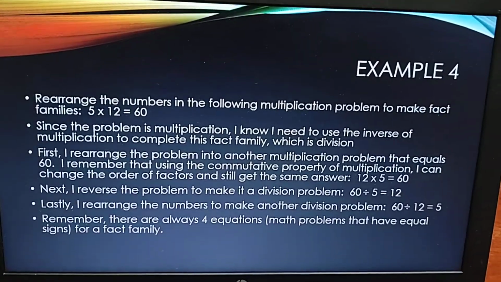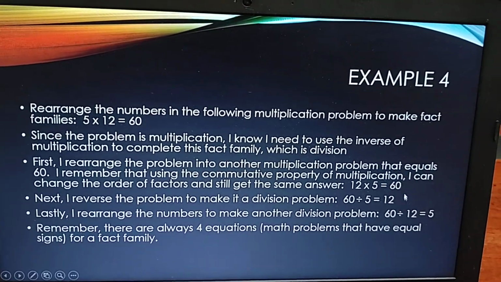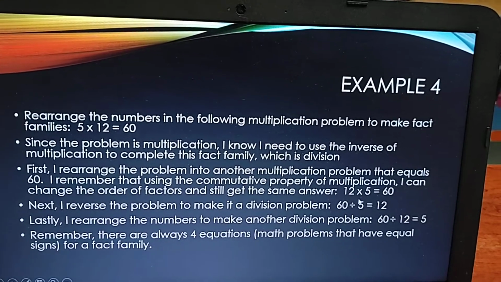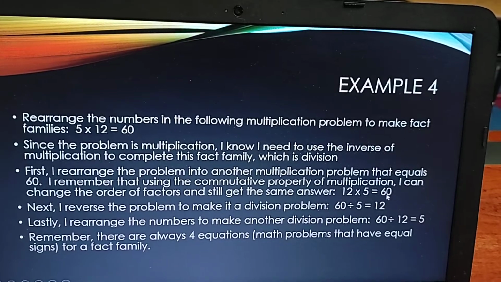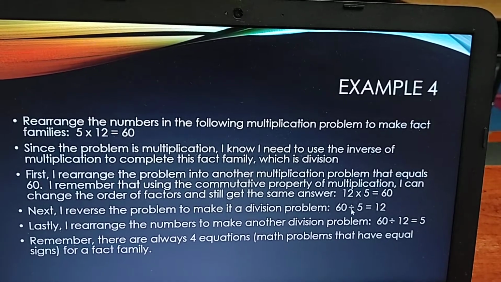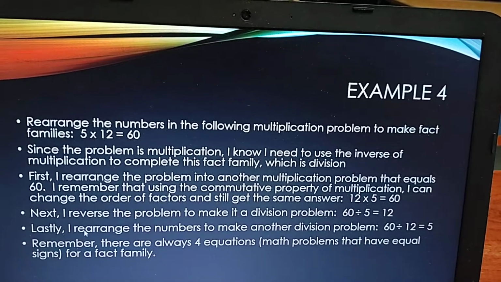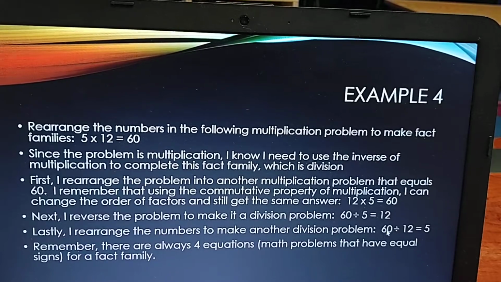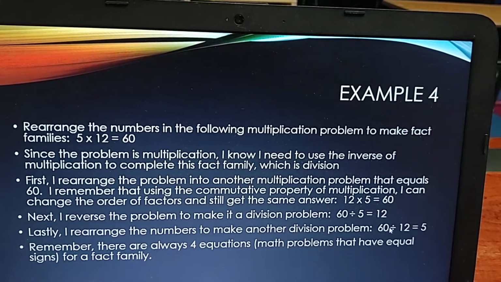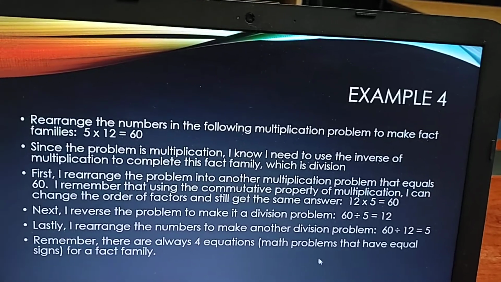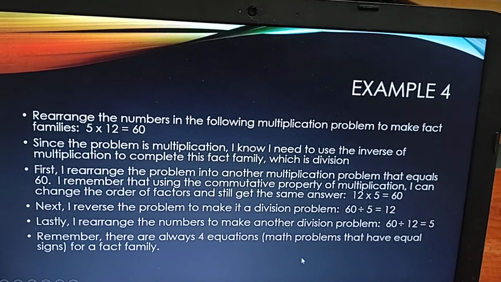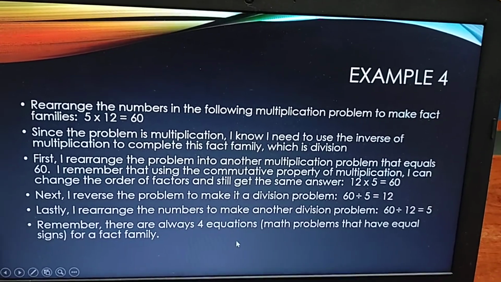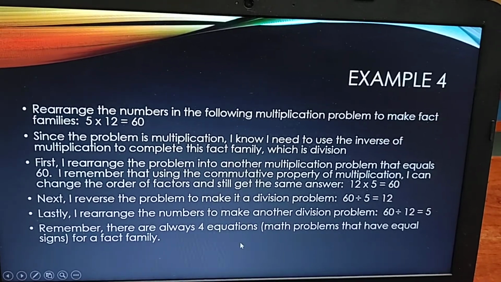Next, I reverse the problem to make it a division problem. I just work backwards. Start with 60 divided by 5 equals 12. I just wrote the problem backwards and used the inverse operation. The last thing I need to do is rearrange the numbers to make another division problem. So 60 divided by 12 this time instead of 5 equals 5. Remember, there are always 4 equations, which are just math problems that have equal signs in them. For a fact family, you must have 4 different equations.